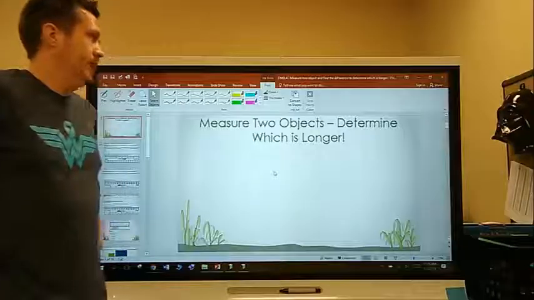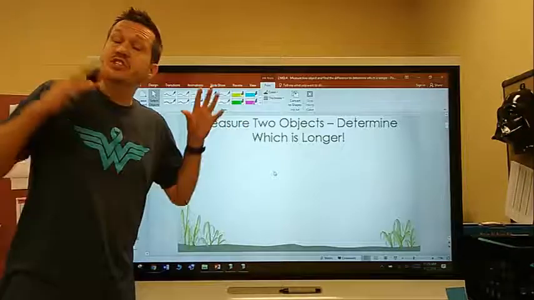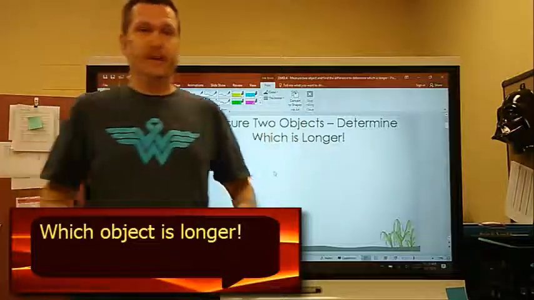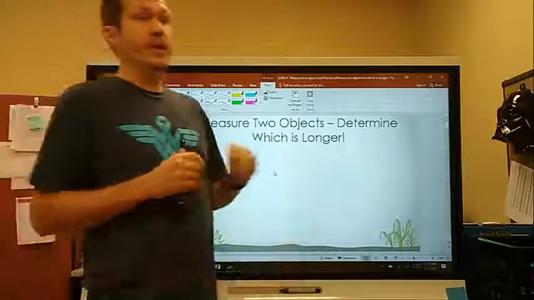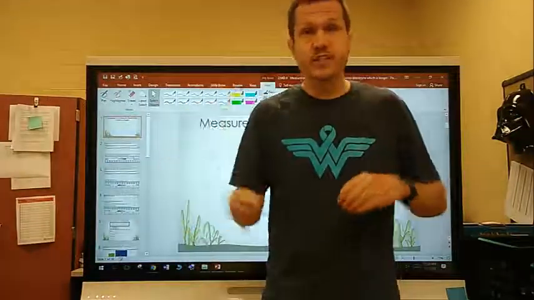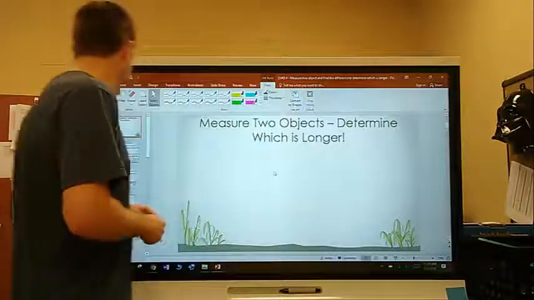Today we're going to be taking a look at how to measure two objects to determine which object is longer. So we're going to be exploring how to figure out which one is longer, as well as how we can show that in equations and in number sentences. So let's get started on that.